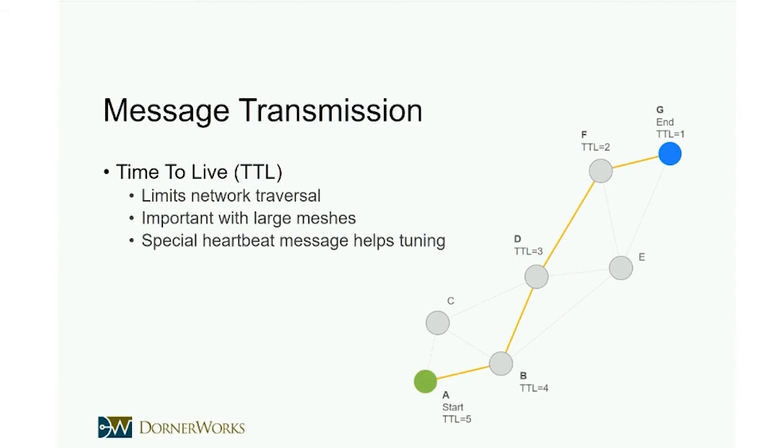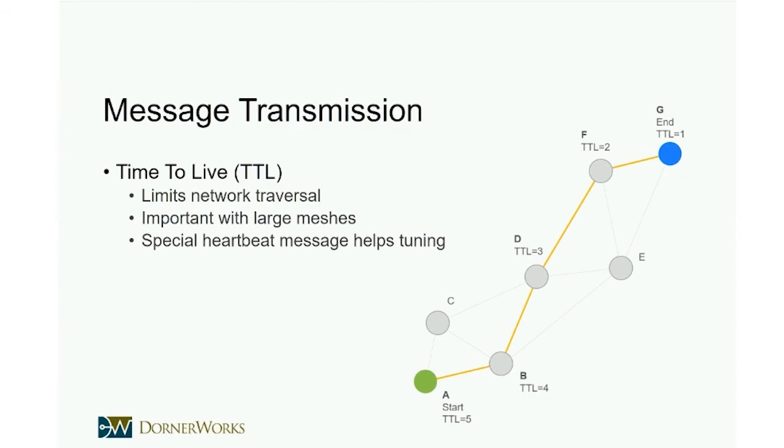So what that means is that if you have a low TTL, it's not going to go through very many hops before it is no longer rebroadcast. Now, it's kind of hard to know in the beginning how far away node A is from node G. So there's a special heartbeat message, and that heartbeat message will keep track of the original TTL, and when it arrives, you will see how many hops it took to get there. And this allows you to tune your network for the optimal number of retransmits. So this is really helpful if you have a really big network or a really small network.